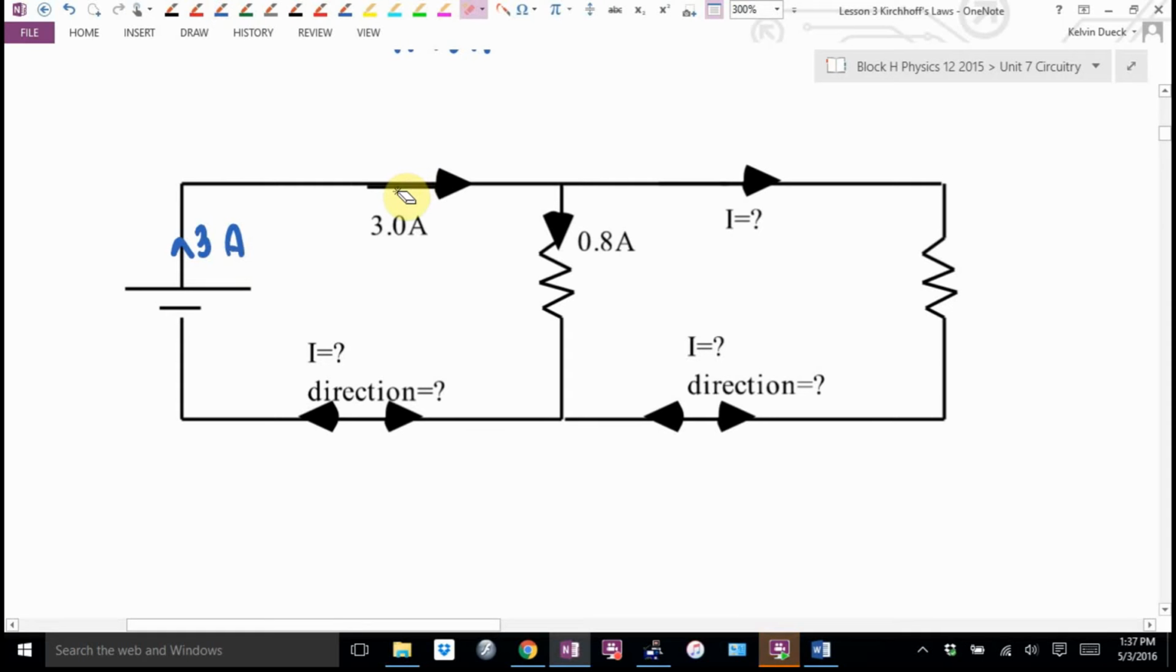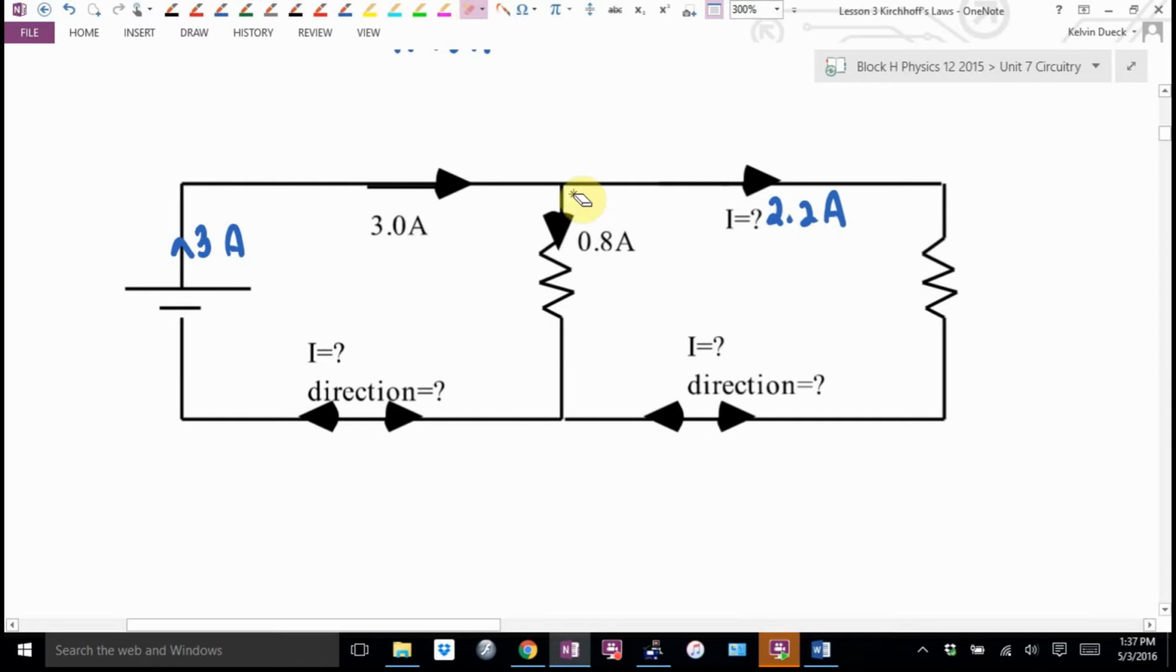So ready? How many amps right here? 3 amps. How many amps went this way? 0.8. How many amps must have gone this way? 2.2. The reason is there's a total of 3 amps in the circuit. That means I better not, because I heard somebody say 3.8. No. 0.8 and 2.2. We split up.